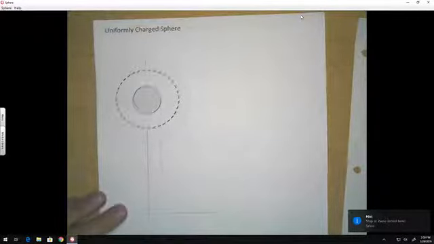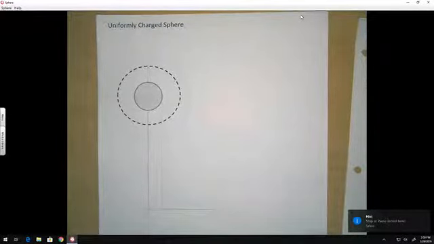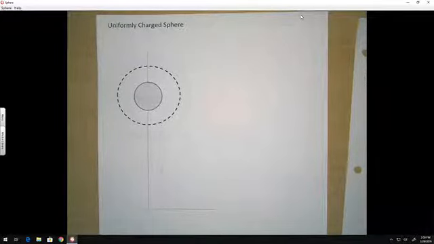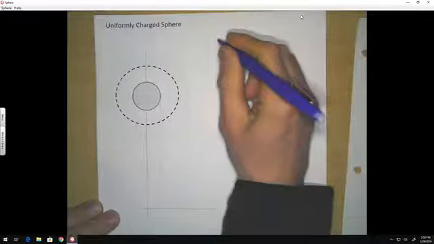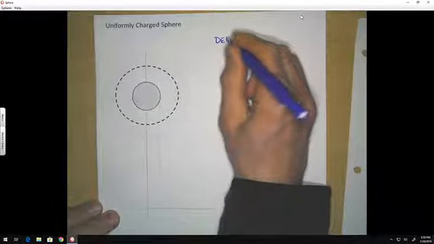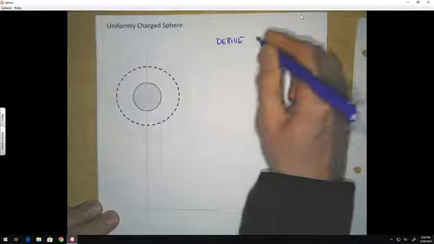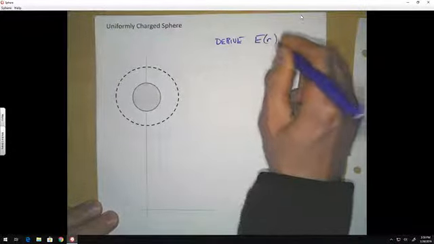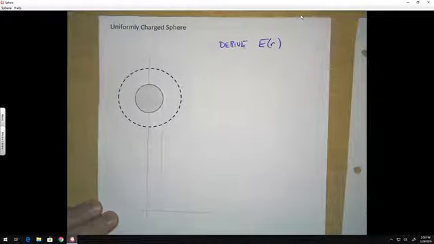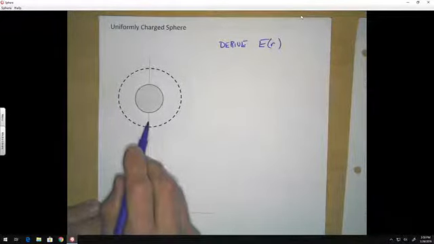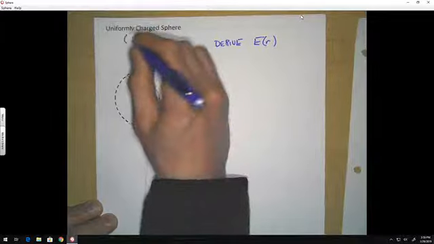Let's now have a look at a uniformly charged sphere and use Gauss's law to derive the electric field as a function of radius. In this particular problem, we're going to say that the sphere is an insulator.